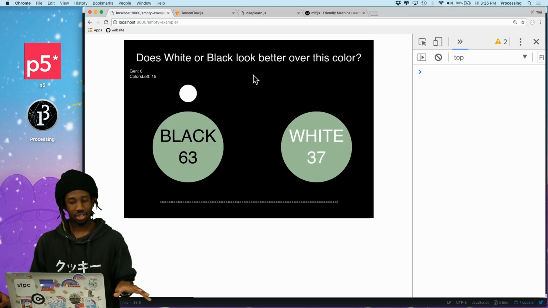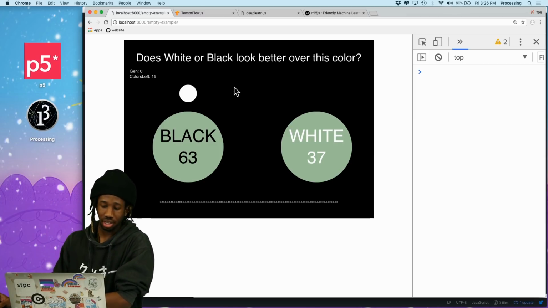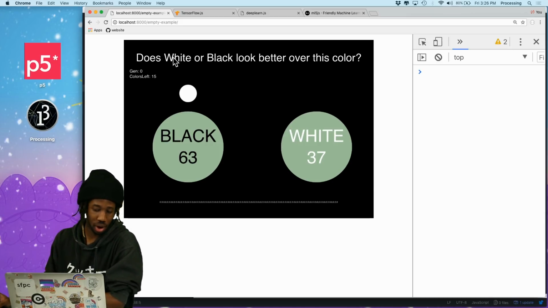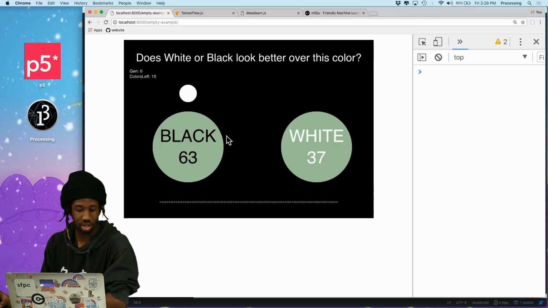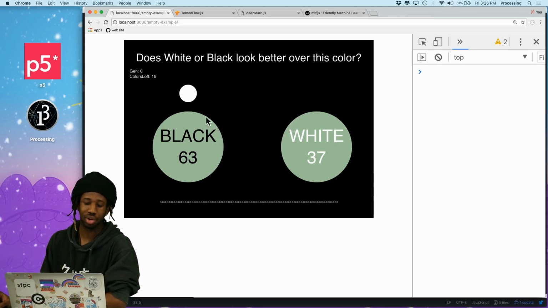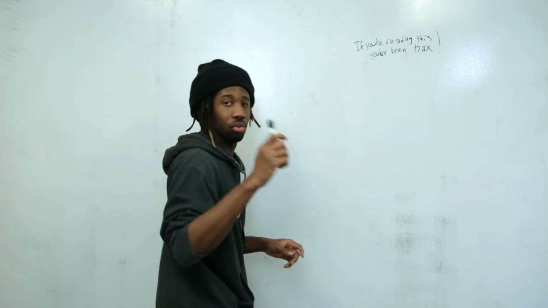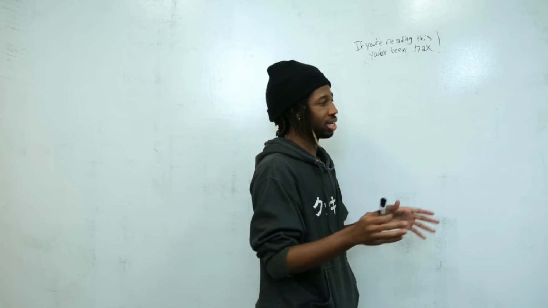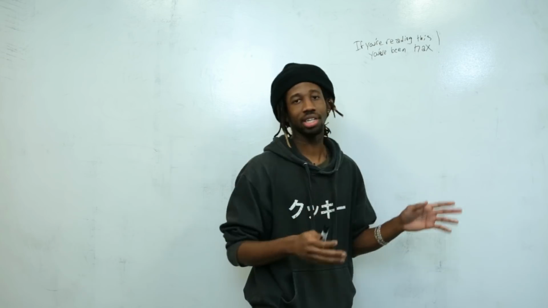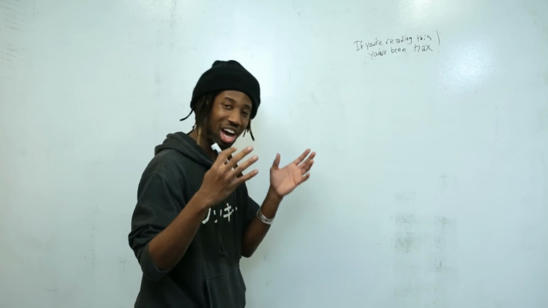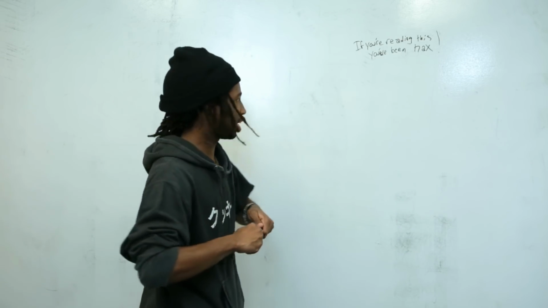So here we have this example. It's what I call a color predictor neural network demo. It asks you a simple question: does white or black look better over this color? The color is within the circle and it's randomly generated. What's important for us to start, before we can get into the application, is to understand the main computational part of this application.